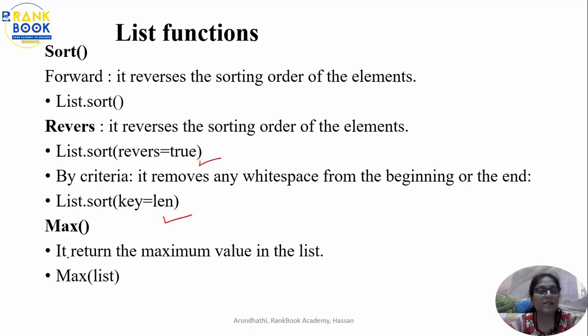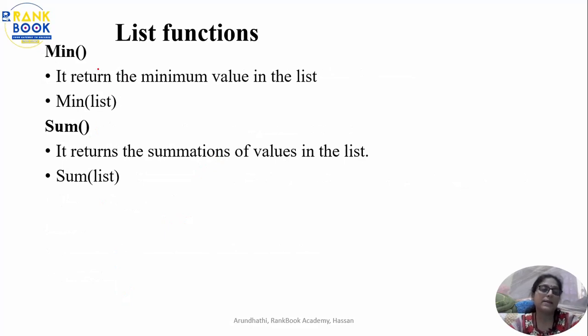Next function is max. It returns the maximum value in the list, that is max list. Next, min. It returns the minimum value in the list, and the syntax for min is min list. The last one is sum. It returns the summation of values in the list, and it has the syntax sum list. So these are all the basic fundamental information on variables and data types of Python.